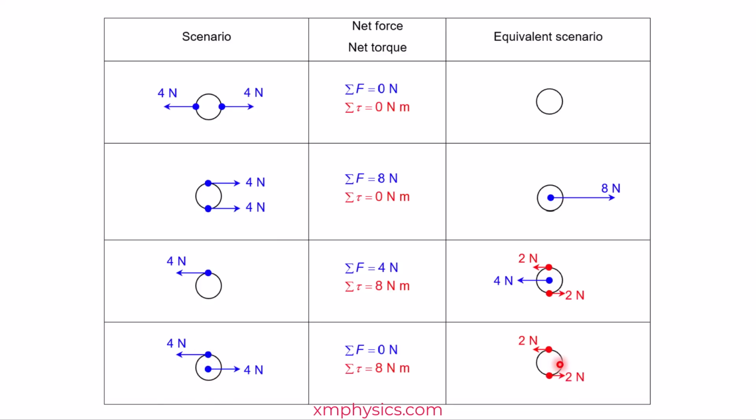This is equivalent to the object receiving just a couple produced by these 2 Newton forces here. So it will just spin about its own CG, but it's not going anywhere.